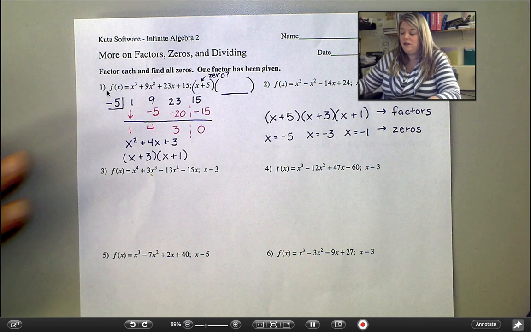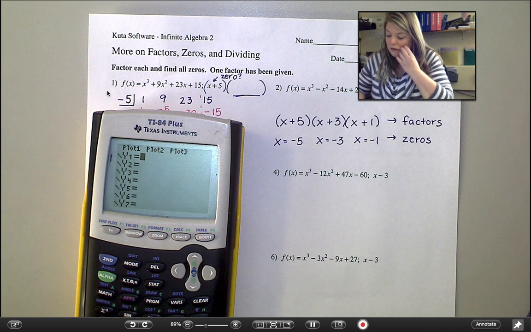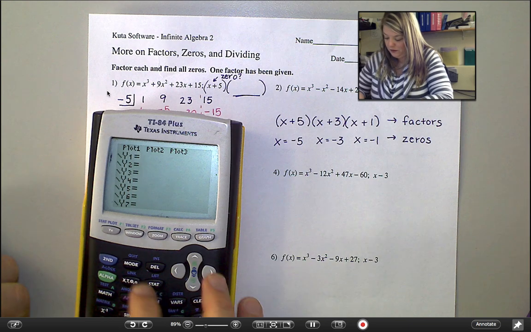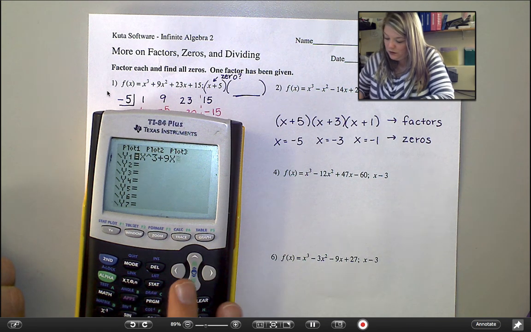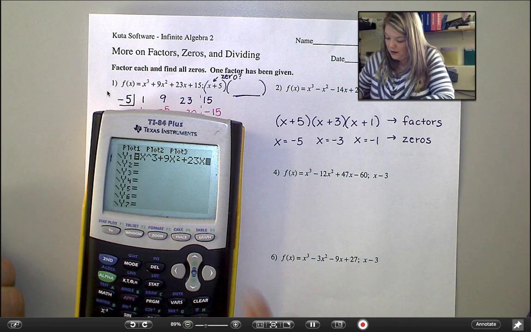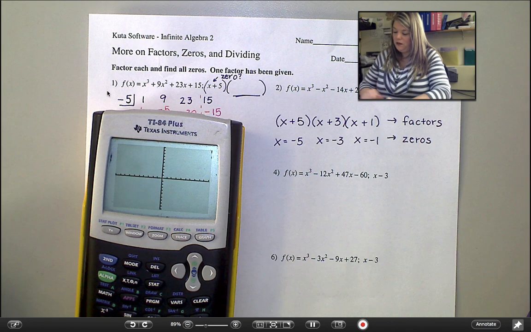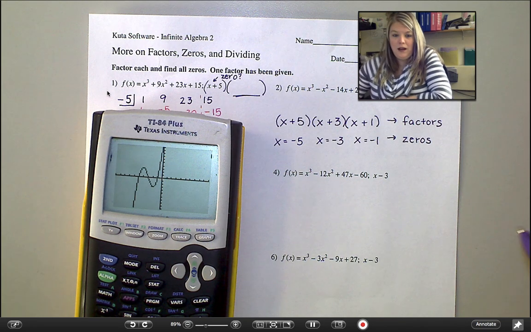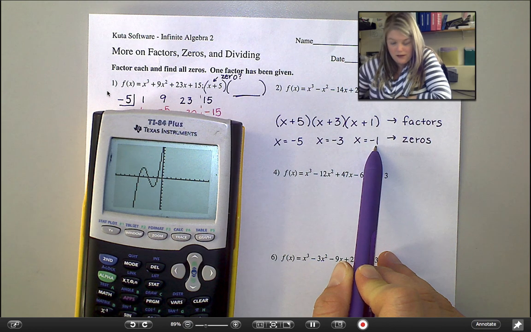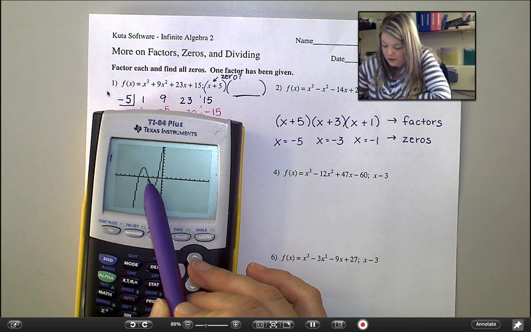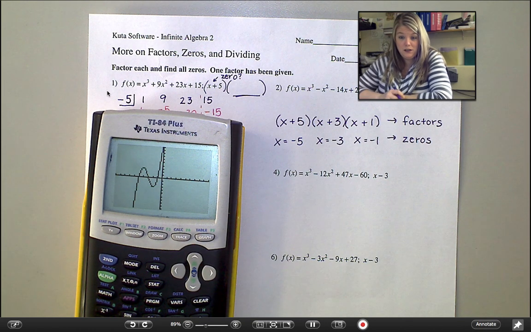Okay. To double check for myself, if I wanted to, I could go into my graph. I'm going to get rid of that, and I'm going to graph that original thing. So x cubed plus 9x squared plus 23x plus 15. Make sure I'm on a standard window here. And really what I'm looking for is, are these the three places where this thing crosses the x-axis? So there's -5, there's -3, there's -1. Okay? So that's what I'm trying to find here.